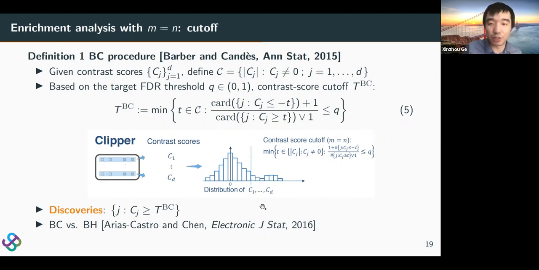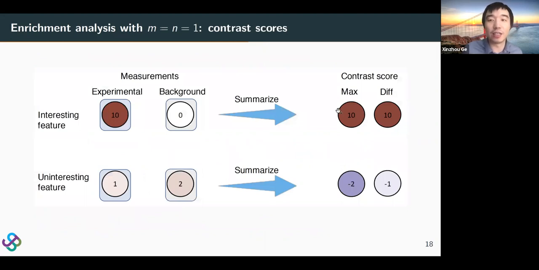And we cut a threshold here, and we treat this part as interesting discoveries. So the thresholding part of Clipper is just to select those extremely large contrast scores compared to those uninteresting features.